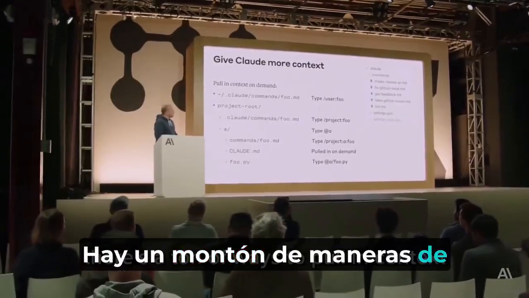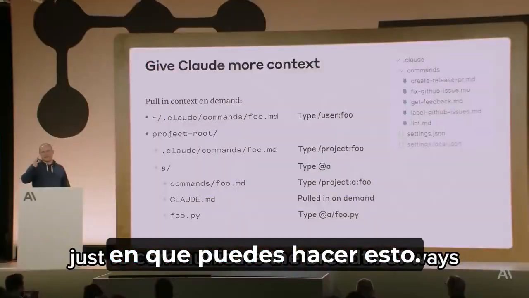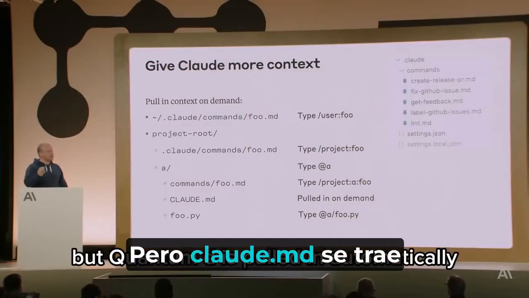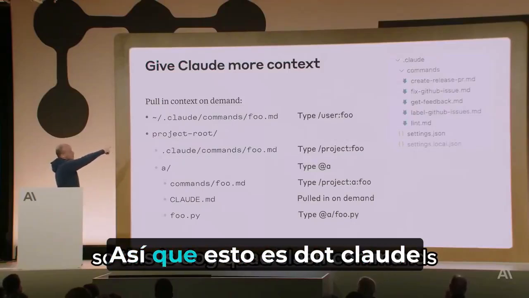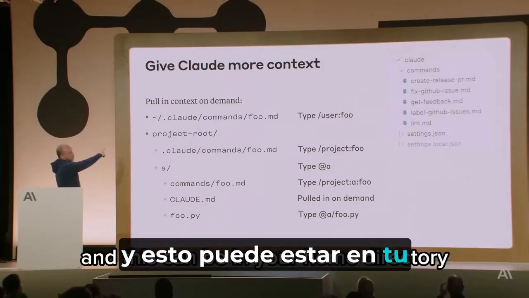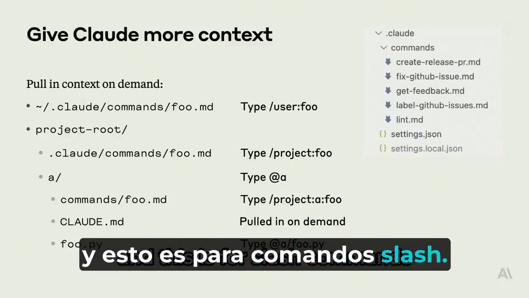There's a ton of ways to pull in context. I actually had a lot of trouble putting this slide together just to communicate the breadth of ways you can do this. But Claude.md is pulled in automatically. You can also use slash commands. So this is .claude/commands, and this can be in your home directory, or it can be checked into your project. And this is for slash commands.